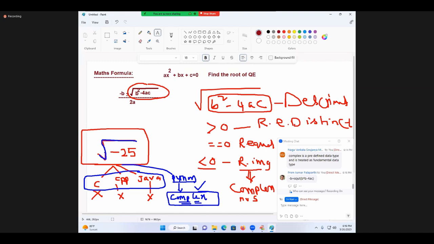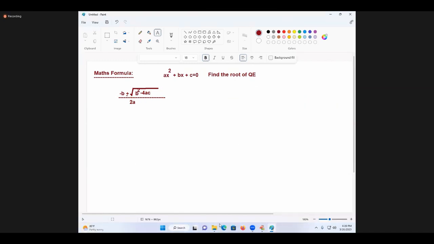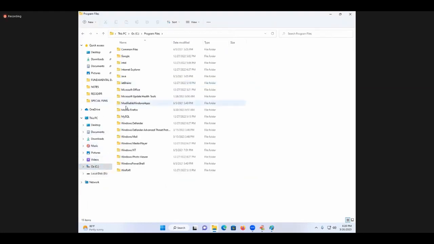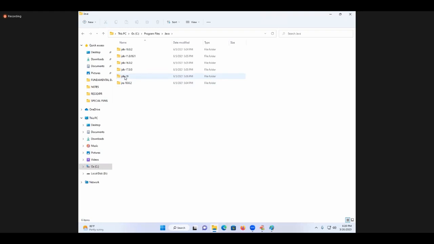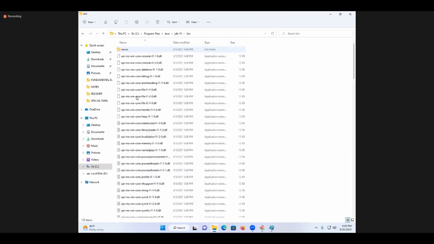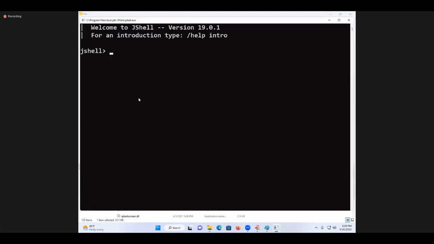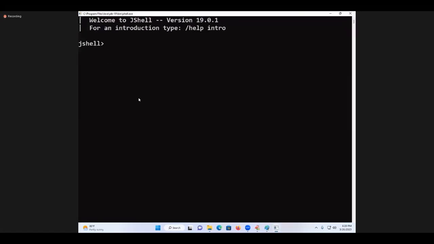If you go to, for a minute, I will show you. Go to Program Files, take Java, go to Java 19, go to bin, I'll show you JShell. Go once and see. Math is a class in Java. In that there is one function, sqrt of 25. You'll get the answer called what? 5.0. Square root of 25 is 5.0.